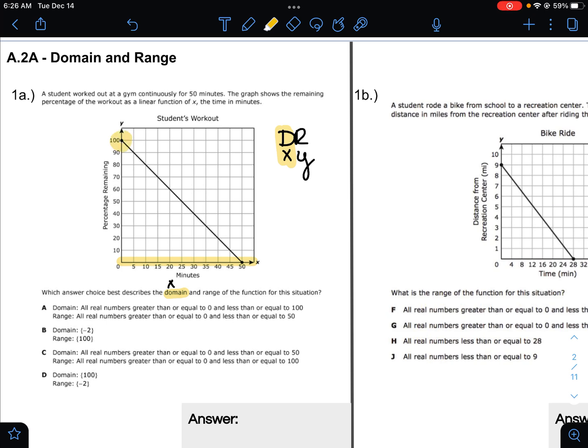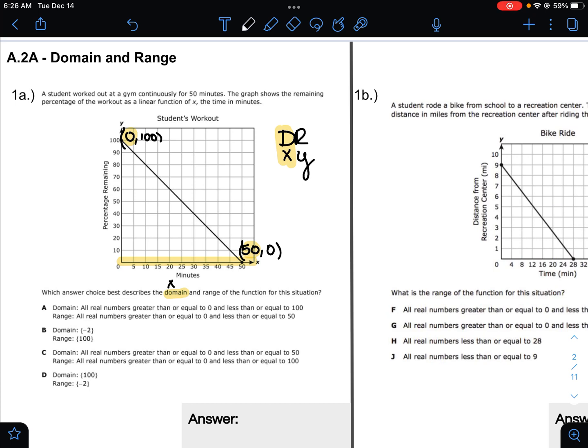So this top point right here, that would be labeled as 0, 100. This bottom point would be 50, 0. So of those 2 points, I only want the x values, and I want to make sure my answer choice has 0 to 50 listed in it. So answer choice A says the domain is all real numbers greater than or equal to 0.